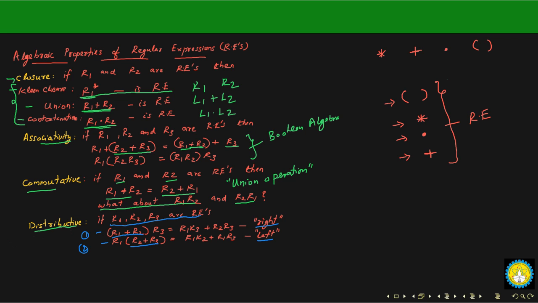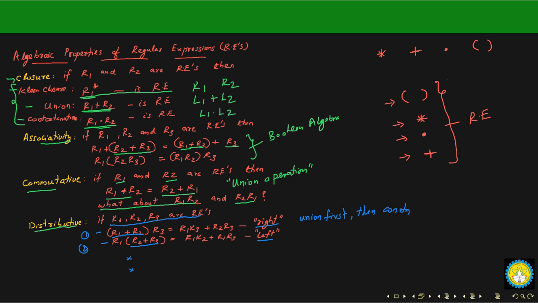The law of distributive property will work only if you are considering union first, and then concatenation. Union first, and then consider concatenation. So if you refer to the Boolean algebra, in Boolean algebra you have got two more distributive laws, where you have concatenation first and then union later. So those two laws will not work here, just because we are dealing with regular expressions. Okay, so this is a very important point that you need to understand.